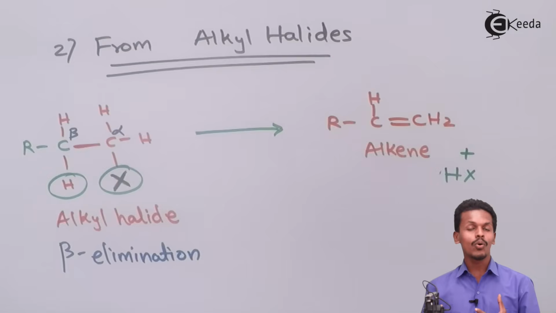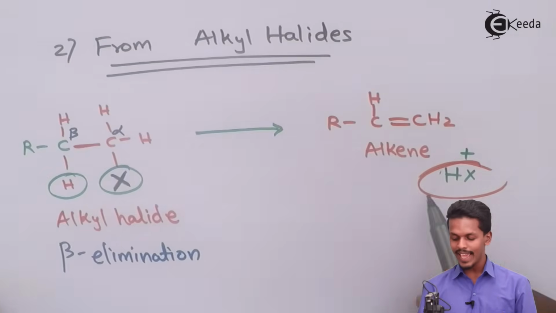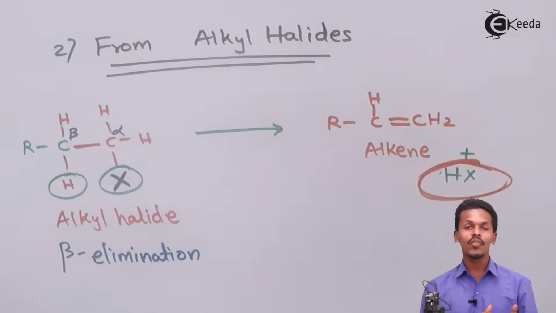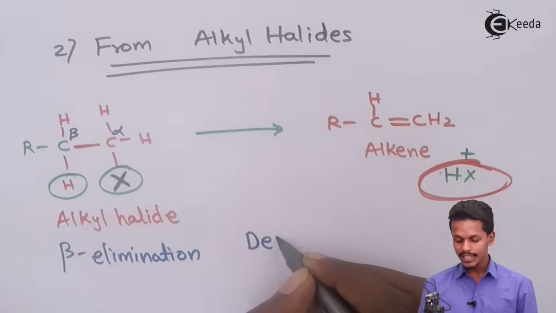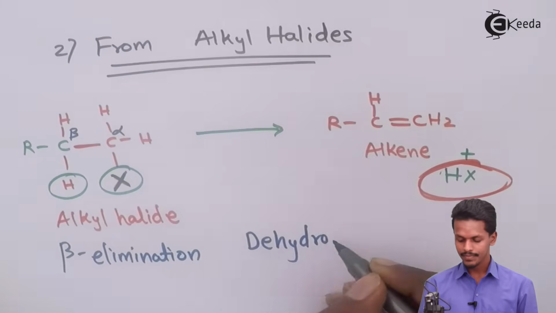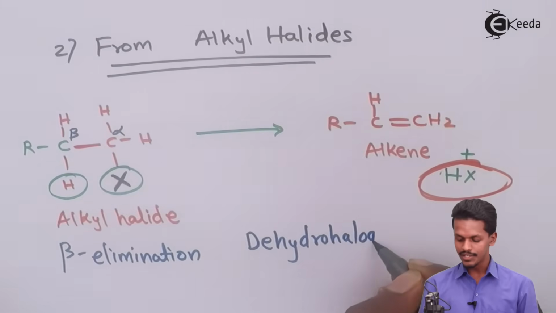But this is only possible if we remove HX, that is a hydrogen and a halogen atom, and the removal of HX makes this kind of reaction be called dehydrohalogenation.